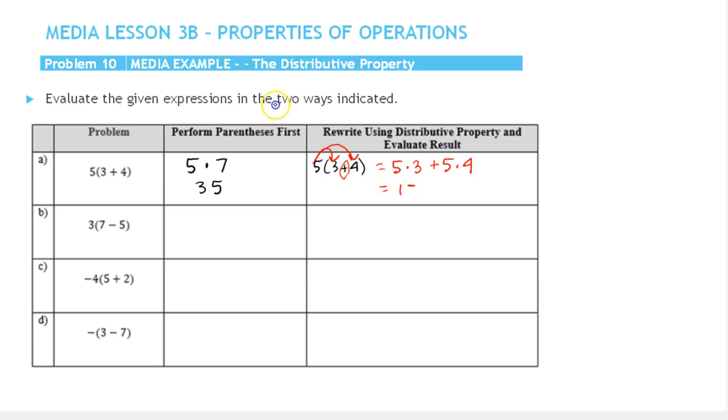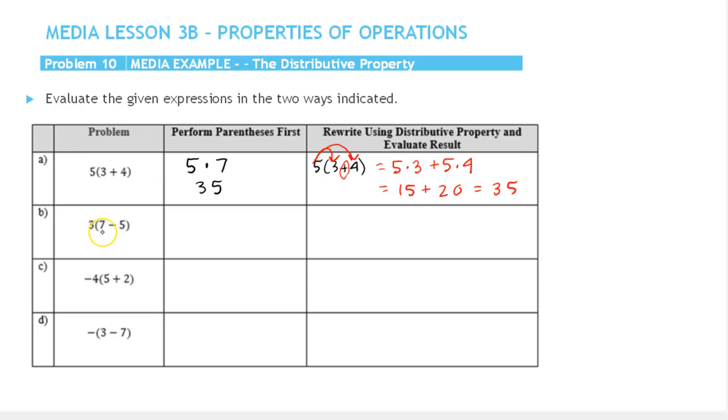5 times 3 is 15, 5 times 4 is 20, and adding these two numbers together, 15 plus 20 equals 35. So our results do in fact match. Okay, and I know this way is longer, and you may not quite see a need for it yet, but it's really useful to develop this idea that these are in fact equal. Let's look at the next one.